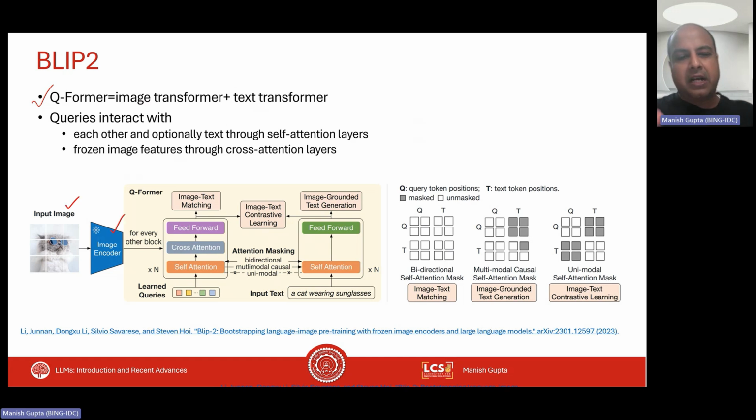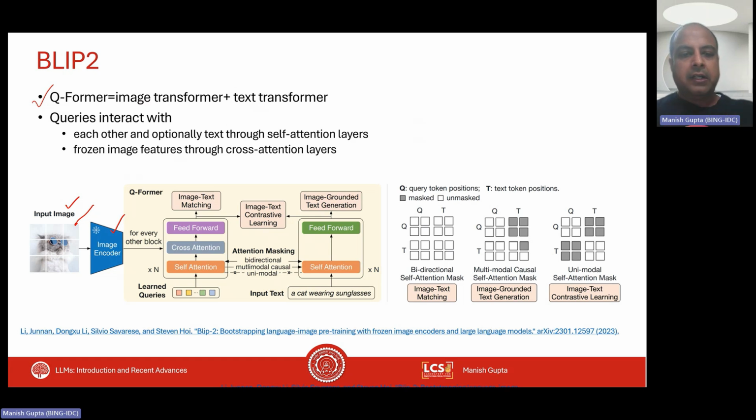This image encoder can be a standard ViT or whatever, right? So you basically divide the image into different parts and pass it through a standard ViT. You basically get a representation, these latent vectors from the input image, using those ViT or CLIP kind of models.